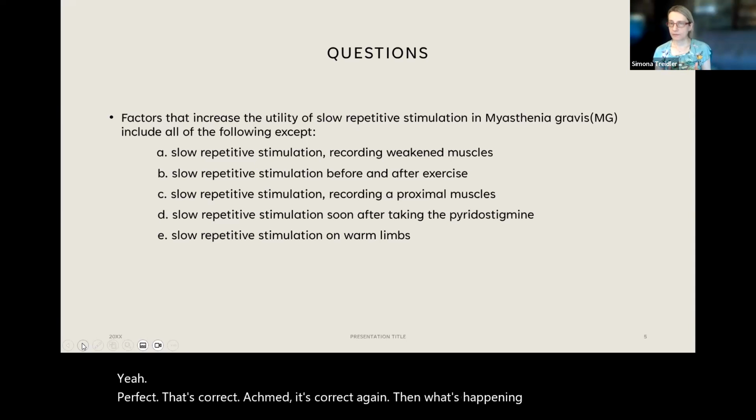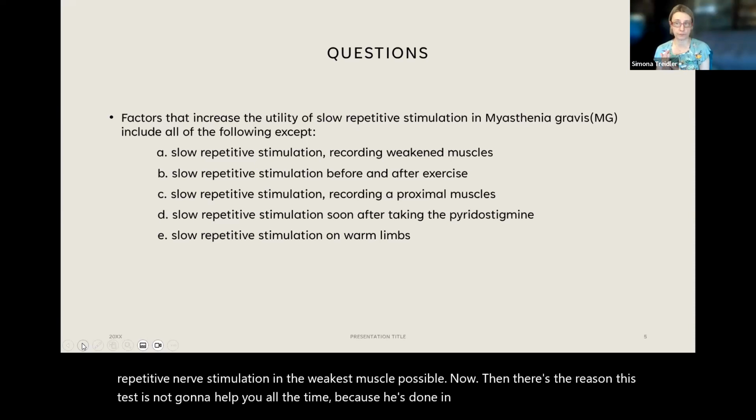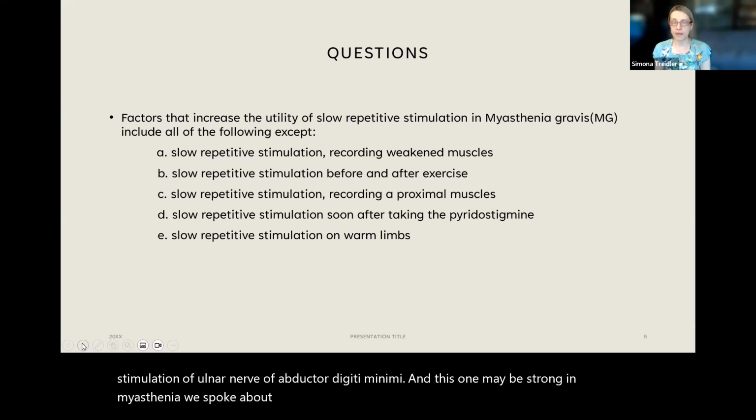Then what's happening? You do slow repetitive nerve stimulation in the weakest muscle possible, no? Then there's a reason this test is not going to help you all the time, because it's done in the ulnar nerve, no? Repetitive nerve stimulation of the ulnar nerve, of abductor digiti minimi. And this one may be strong in myasthenia. We spoke about proximal being weaker. Before and after exercise, no?